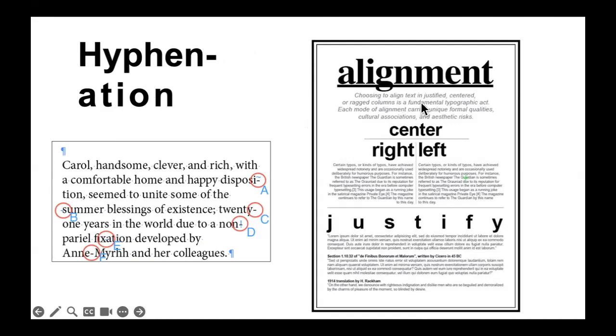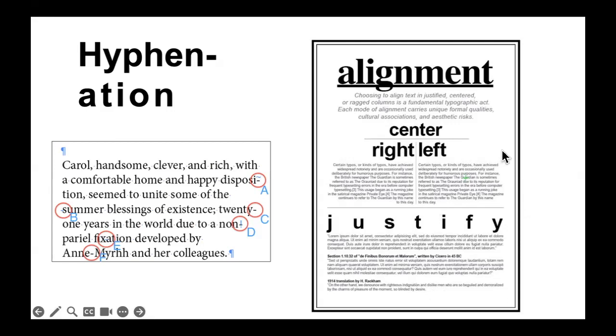All right, alignment. Alignment, we've talked about some. Center, flush left, flush right, and justify. And this is a good example of all the different things. This is all centered. This is flush right. This is flush left, and this is justified.